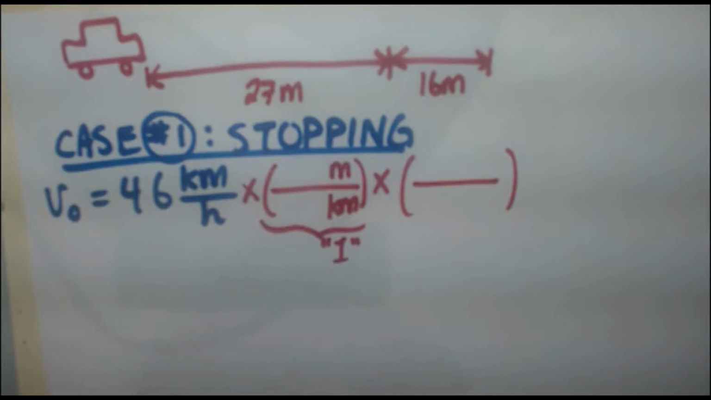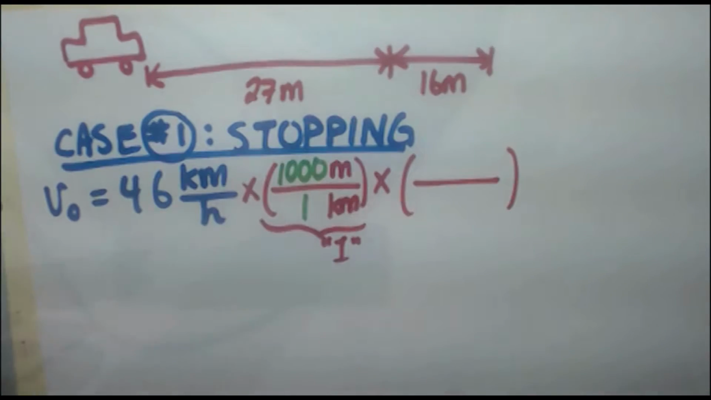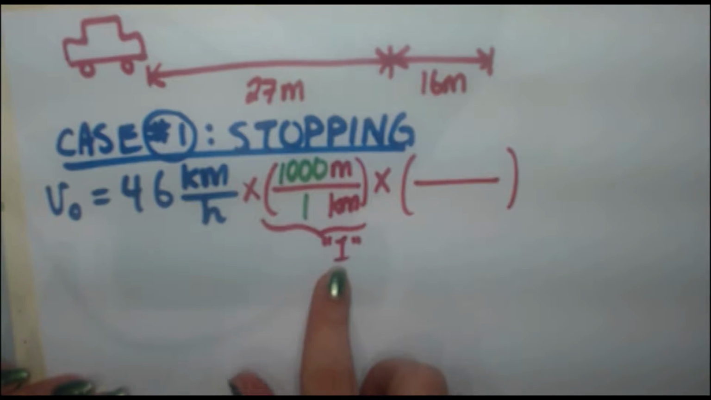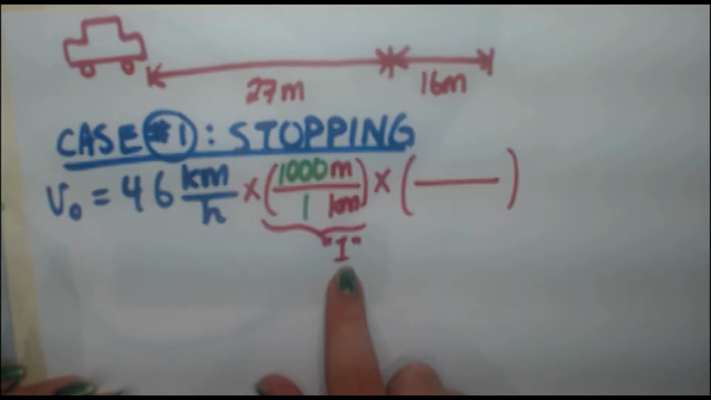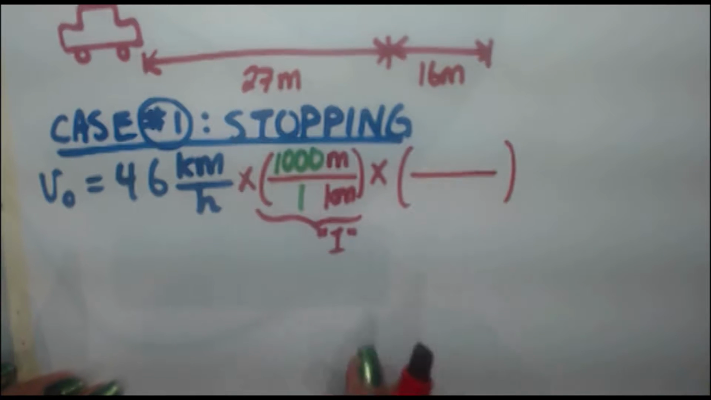Okay, well, it turns out that 1,000 meters is 1 kilometer. So there's multiplying by 1. And again, in case you didn't see the other videos or in case you forgot, we can do this because multiplying by 1 does not change the question. Multiplying by any other number would. Okay, so that deals with the kilometers.